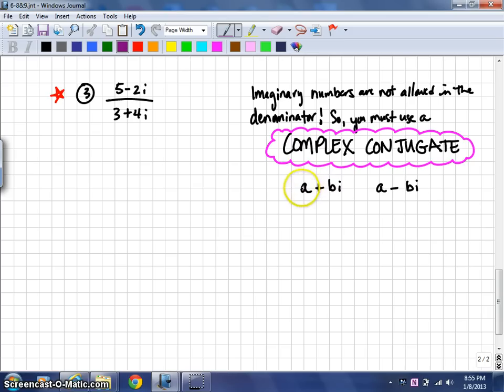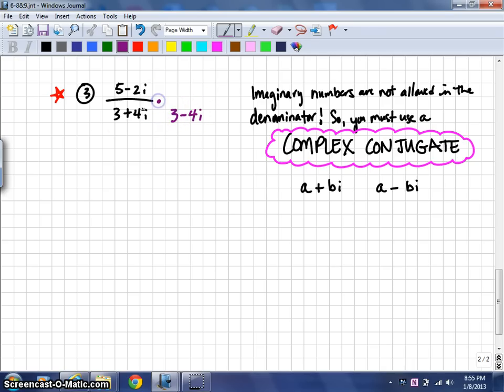All it means is if you're working with a complex number that has an addition sign between the real part and the imaginary part, the complex conjugate for that is going to be the same values but with an opposite sign in between. So in our example, 3 plus 4i is our complex number in the denominator. The complex conjugate of that will be 3 minus 4i.